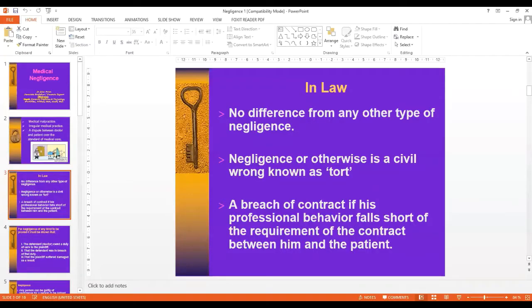A civil wrong known as tort, a breach of contract if his professional behavior falls short of the requirement of the contract between him and the patient. This is medical negligence. When there is a breach of contract between the doctor and a patient, it is known as medical negligence.